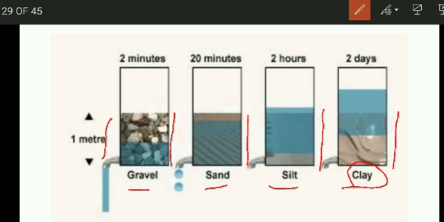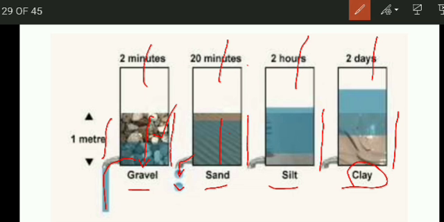Here, if you pour water in all these mediums at a time, what happens? You can see clearly here, it will take only 2 minutes to go down and come out through the opening at the bottom. This is in case of gravels. Then in the next image you can see it takes 20 minutes for sand to percolate the water. The water coming out is comparatively less than gravel.